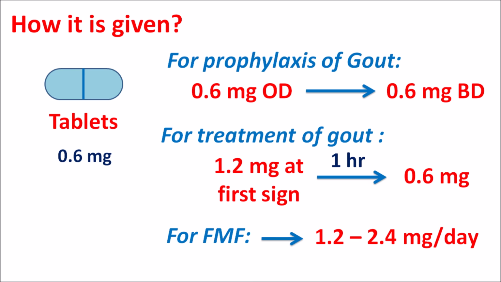So that's about the colchicine, which is a anti-gout agent, which is mainly used for prophylaxis of gout, but it can also be used for the treatment of acute gout flares, and it's also used to control the familial Mediterranean fever. So that's about this drug colchicine.